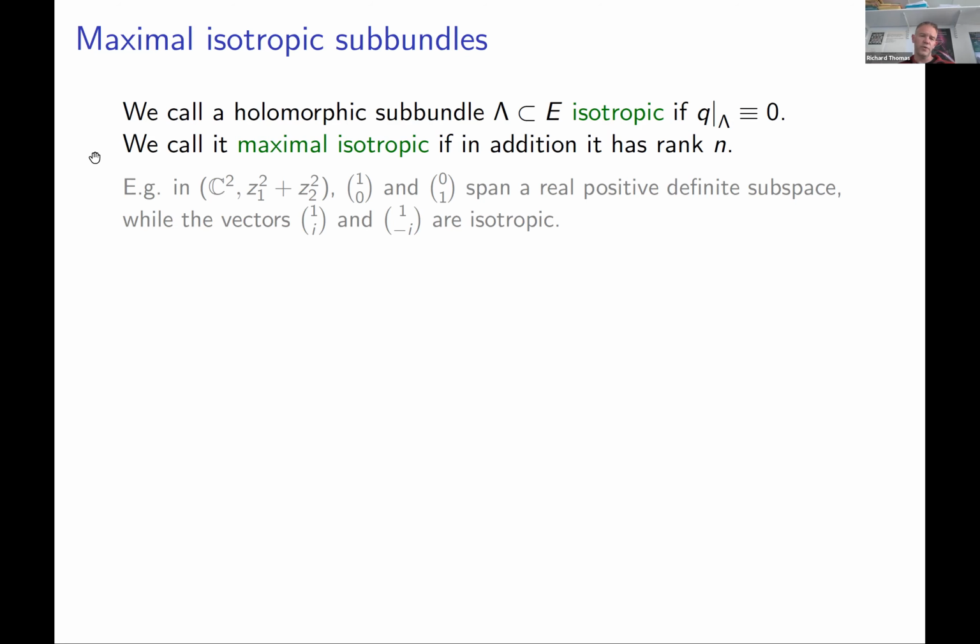So, in C2, with the standard quadratic form, the real positive definite subspace is spanned by (1,0) and (0,1) over the reals. And the complex maximal isotropics are spanned over the complex numbers by either this one or this one. So there are 2 separate ones. Don't take the span of both of them, that will give you back C2. Take either the span of this one over C or the span of this one over C, and that gives you the 2 different isotropics inside C2, corresponding to the 2 points in the quadric in P1.